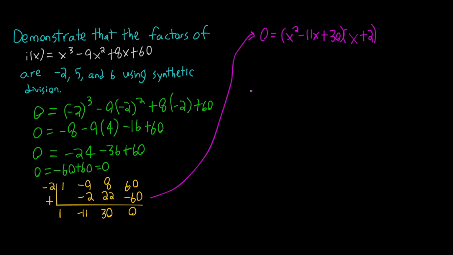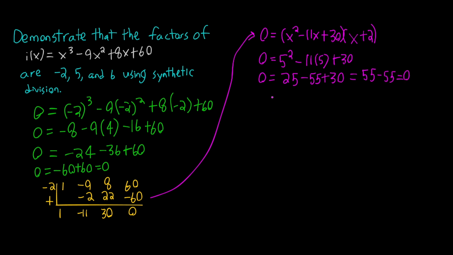So from here, we could just use simple quadratic factoring, but the problem wants us to proceed with synthetic division. So we're going to take 5 as being the answer here. So let's say that we have 0 is equal to, and we only care about this portion right here, plugging it in there. So 5 squared minus 11 times 5 plus 30. Well, that's going to give me 25 minus 55 plus 30, or 55 minus 55, or 0.